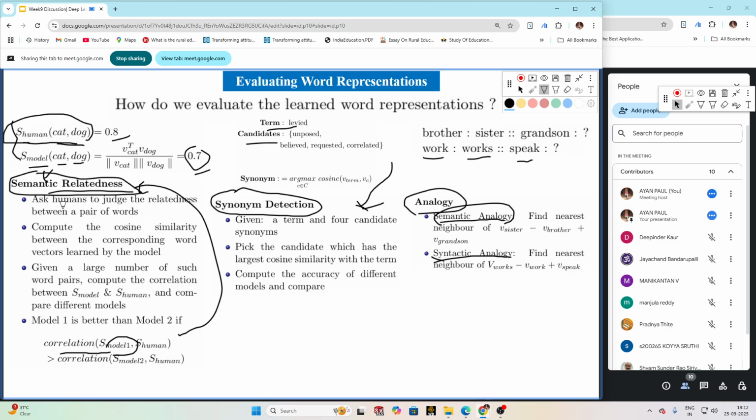These are the three tasks for which we can evaluate our model. One is semantic relatedness, the second one is synonym detection, and the third one is analogy. By these three tasks we can evaluate our models. So that is the thing.